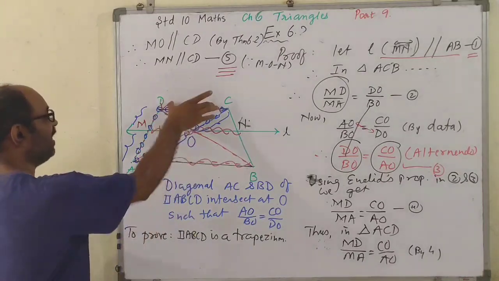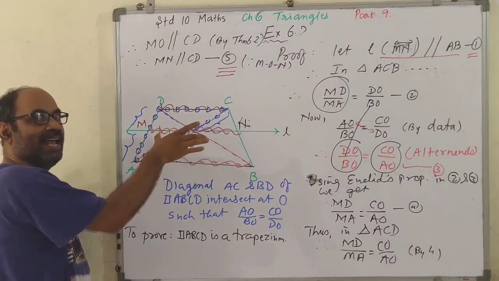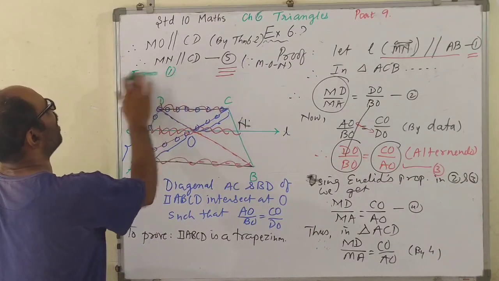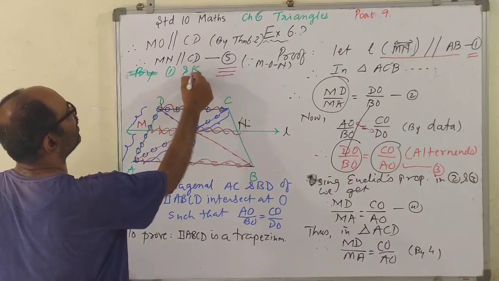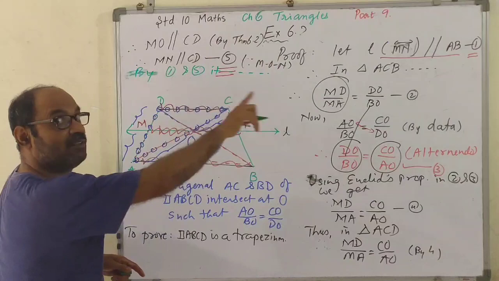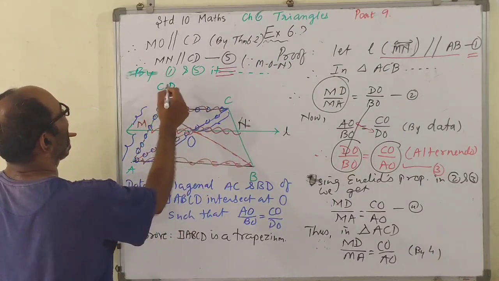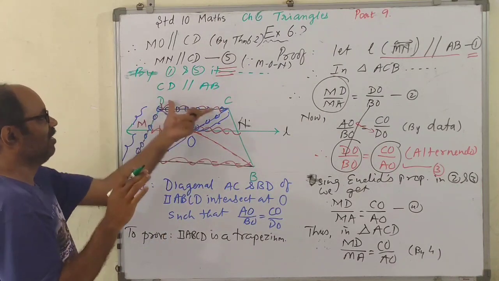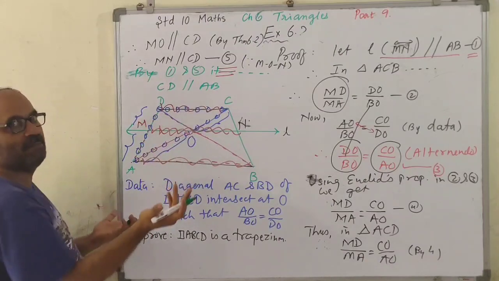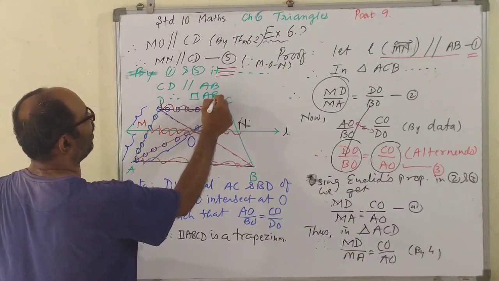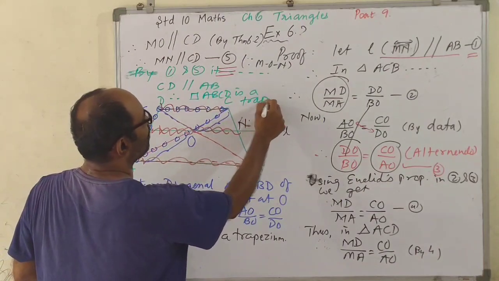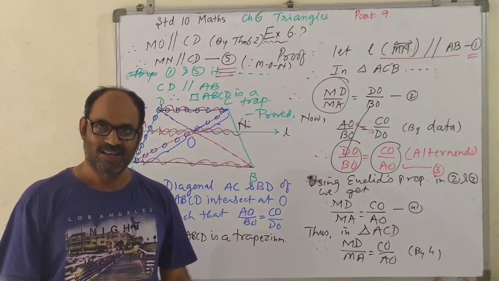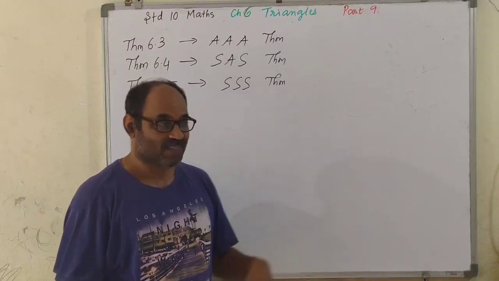So CD and AB are parallel to the same line MN, from 1 and 5. By 1 and 5, it follows that CD is parallel to AB. One pair of opposite sides is parallel. Therefore, quadrilateral ABCD is a trapezium. Proved. Finished. Got it, children? Sure? Alright. So let's move further now.